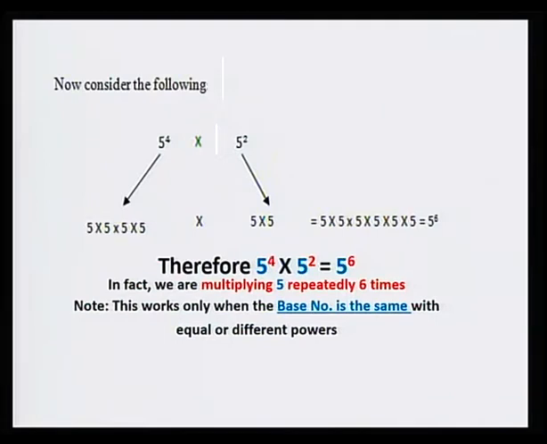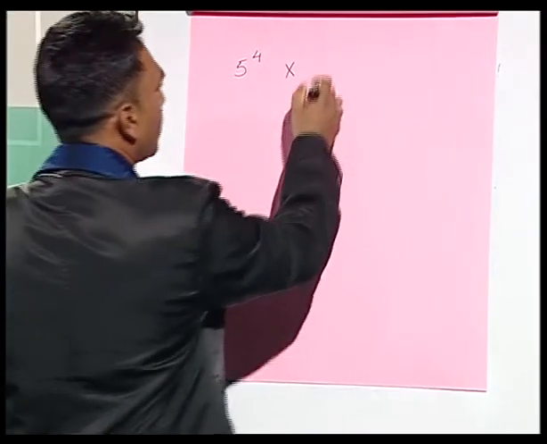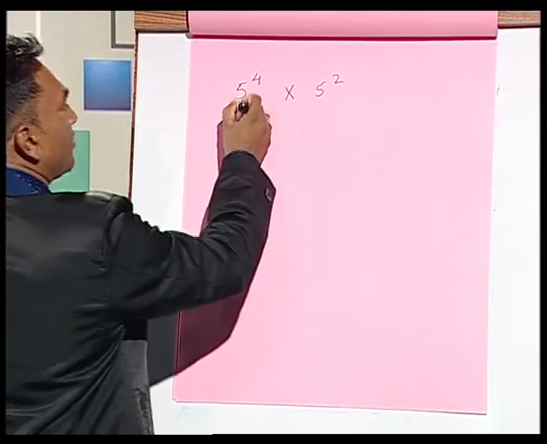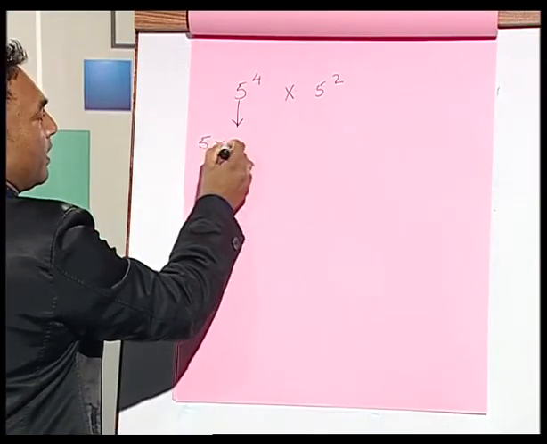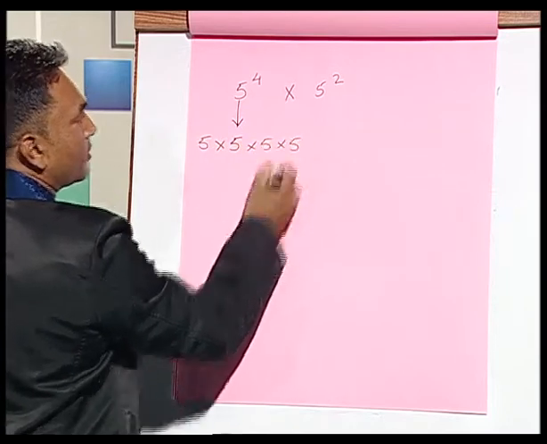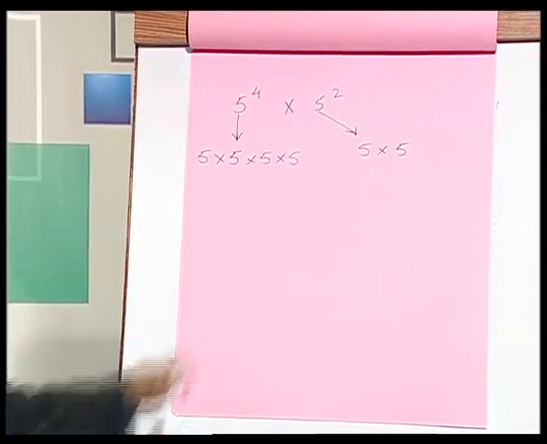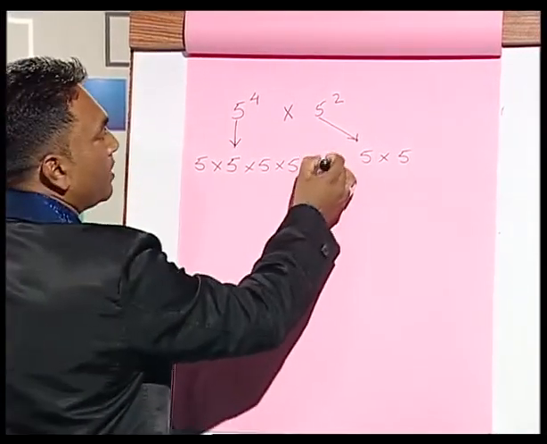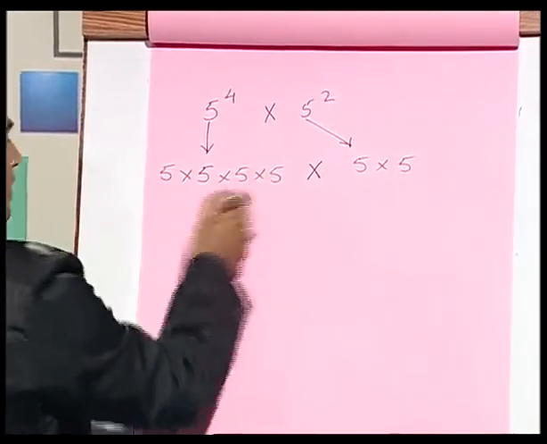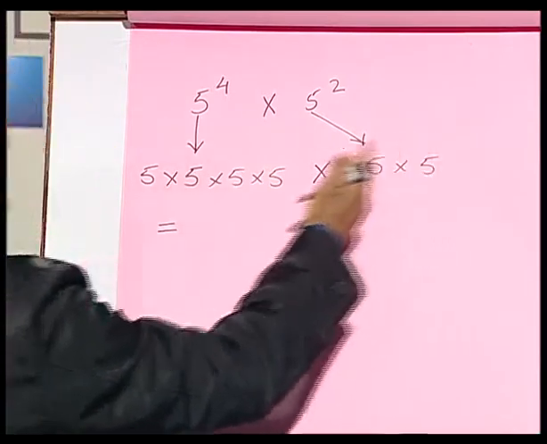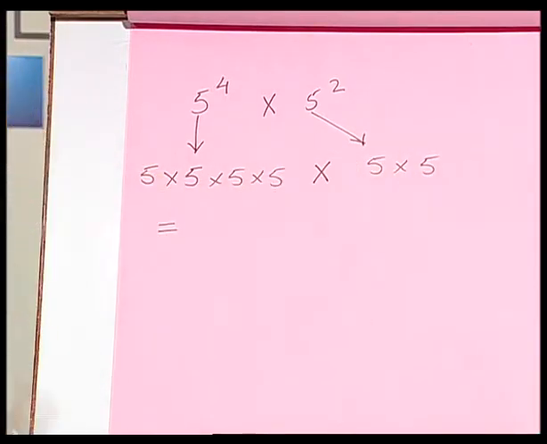Now consider the following situation. 5 raised to the power of 4 multiplied by 5 raised to the power of 2. These two numbers are in index form. If I write 5 raised to the power of 4 in expanded form, I have 5 times 5 times 5 times 5. Now, 5 raised to the power of 2 is 5 times 5. Here we are performing multiplication, so I write multiplication here. If I calculate this line, I will have 5 times 5 times 5 times 5 times 5 times 5. That is, we are multiplying 5 repeatedly 6 times.